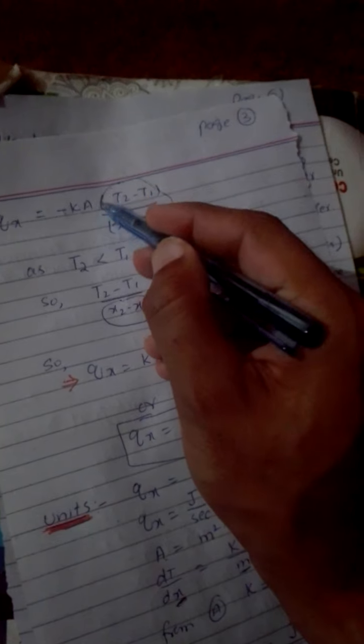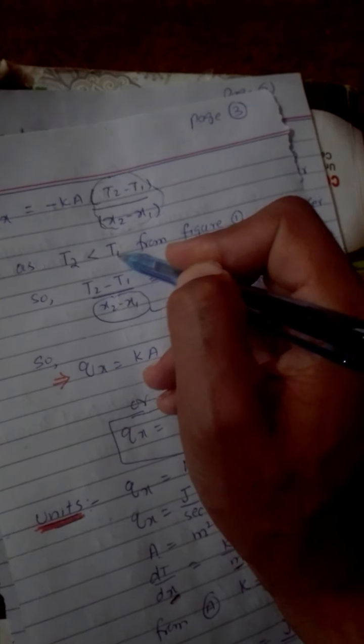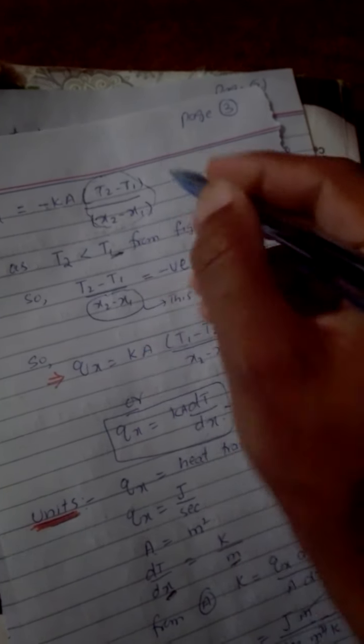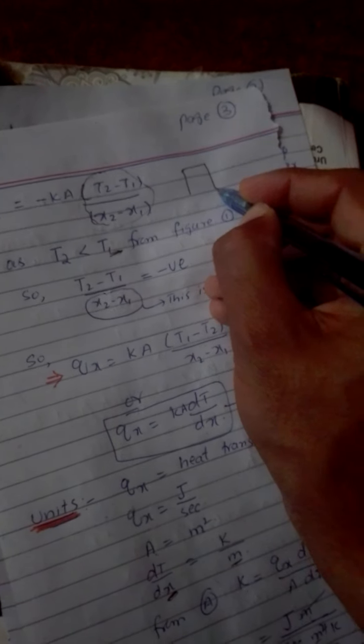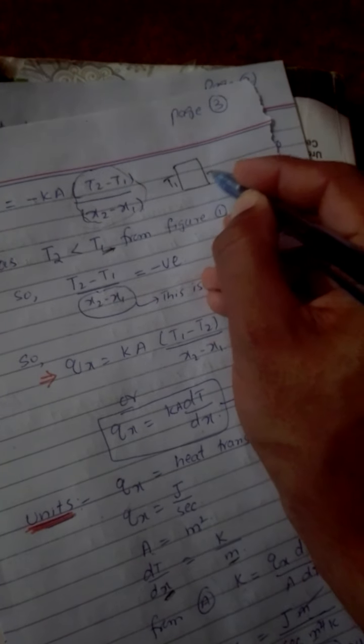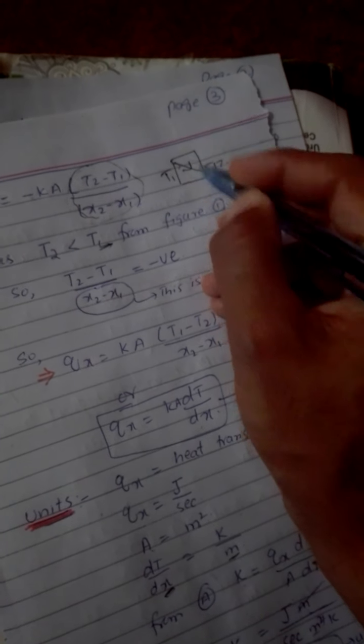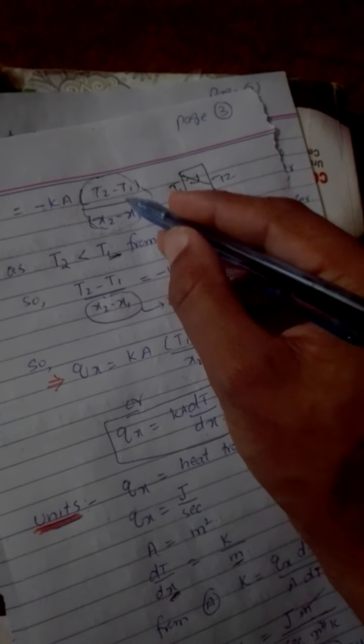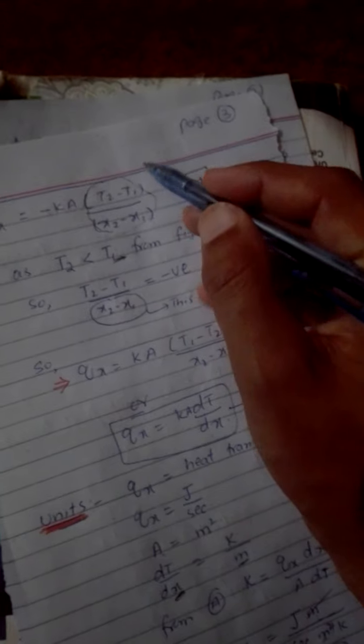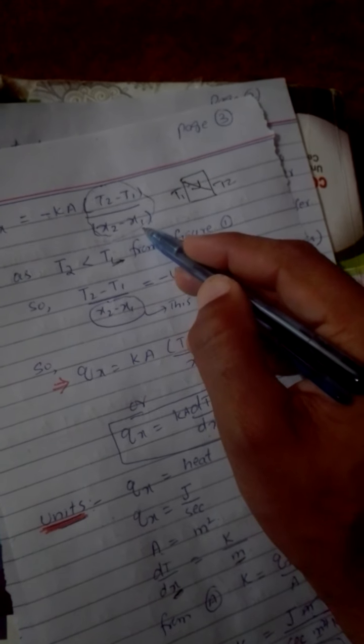Now this T2 is less than T1 because this was the wall, and this was T1, this was T2, and the temperature T1 was higher than temperature T2. So T2 is less than T1. This becomes negative, and x2 was higher than x1.